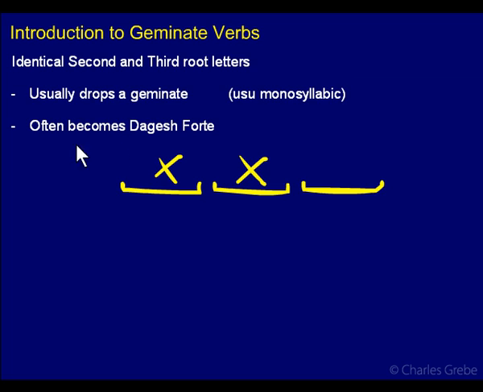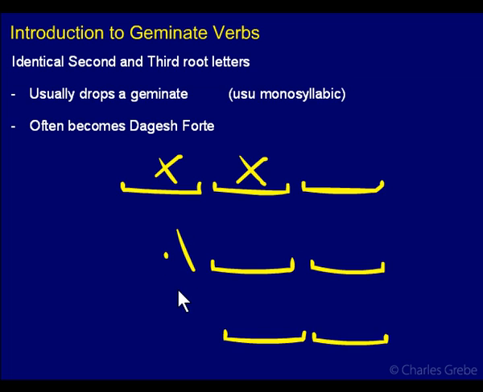And often that dropped geminate becomes a dagesh forte. In fact, what will happen is it will always be a dagesh forte if it can. Now, what do I mean by if it can? If you drop a geminate and you have an ending, whatever it is, let's say a or u, if you have any sort of ending, consonantal or vocalic, then you'll see the dagesh forte here. If you have no ending, you cannot put a dagesh forte here because you can't have a dagesh forte in a letter at the end of a word.